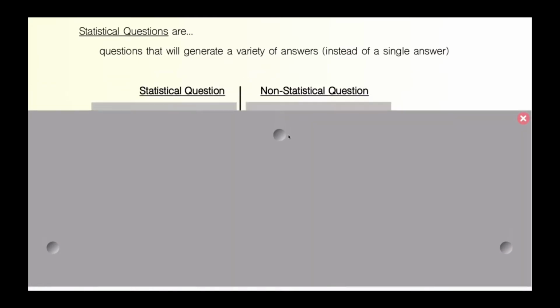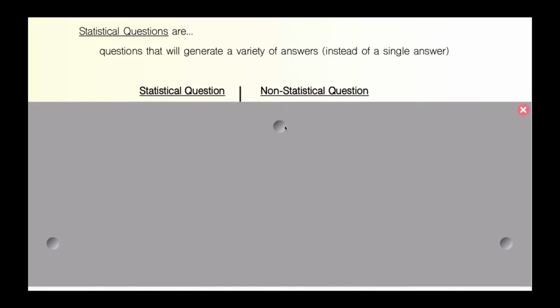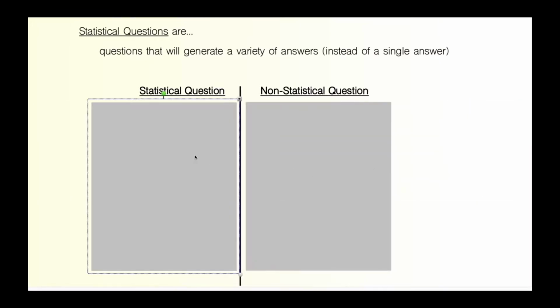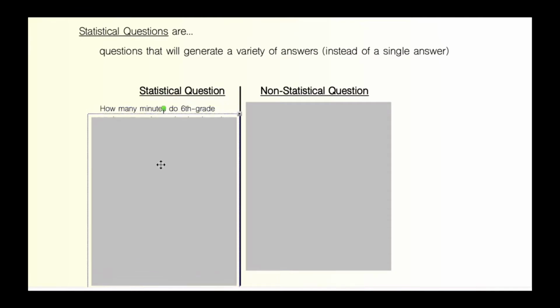So we're going to go through a couple different examples. I'm going to go through a couple different examples right now to try to highlight the difference between what a statistical question is versus a non-statistical question. So I made a little chart, and one by one we'll go through. So one example of a statistical question, one that will give us a variety of answers, more than just one answer, is, how many minutes do sixth grade students spend on schoolwork each week?